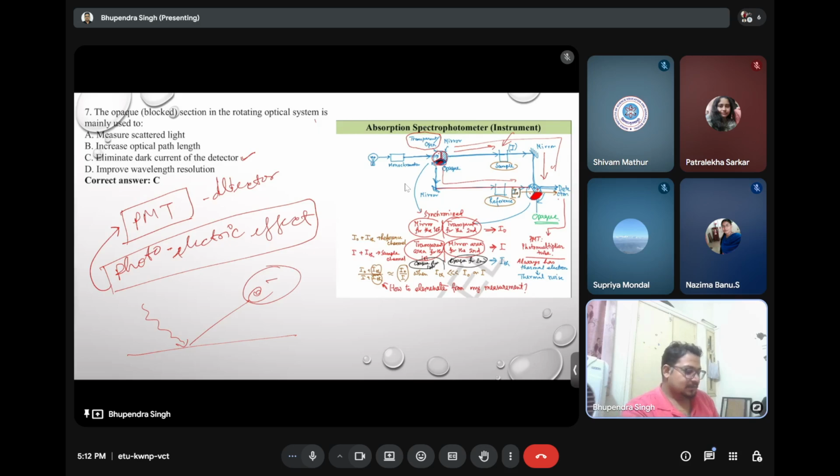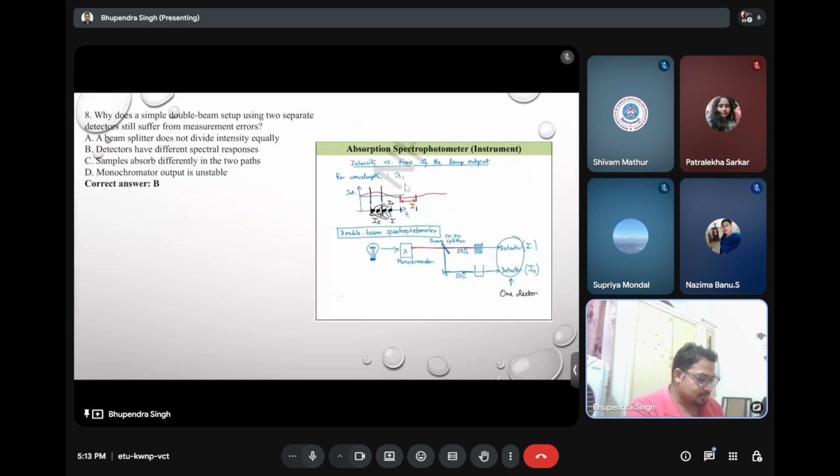But in this case, in the PMT detector, light is not coming. Still the electron is ejecting, and that is why you are getting the count. And in the absorption spectrophotometer, you are getting some kind of absorption without giving the light. So my question is, why is this dark count coming? You will find this out and come back in the next class. This is your assignment. Anyway, question 7 is done. Let's move to the next question.